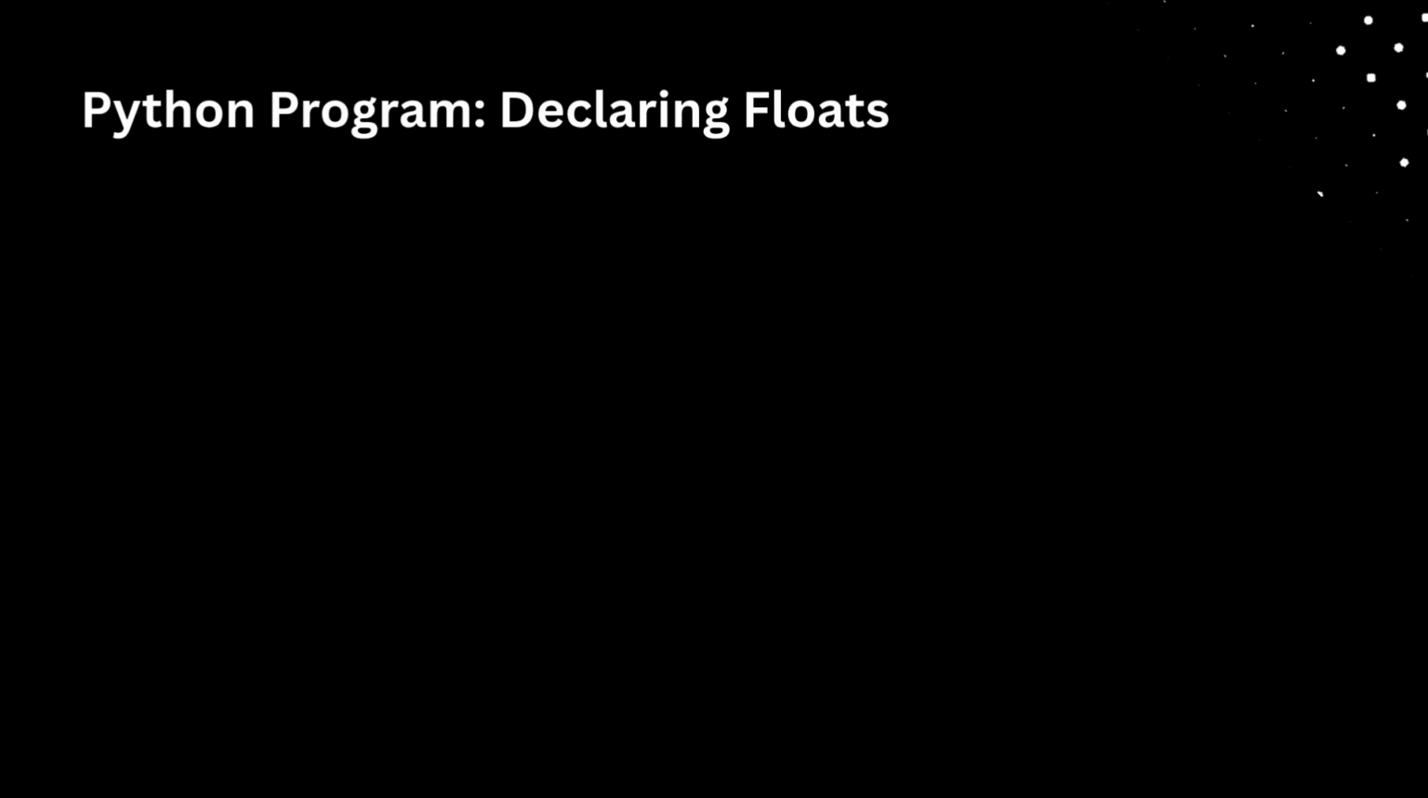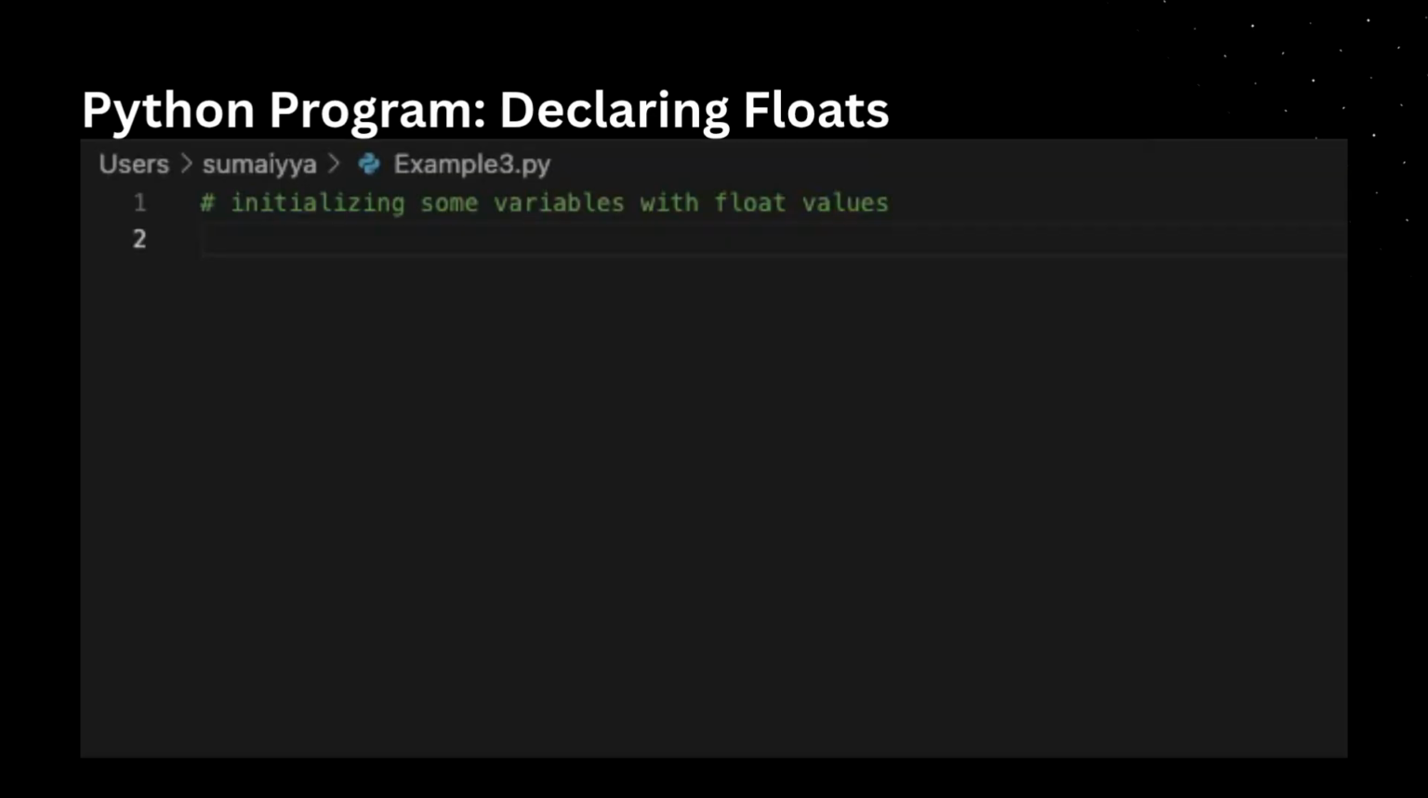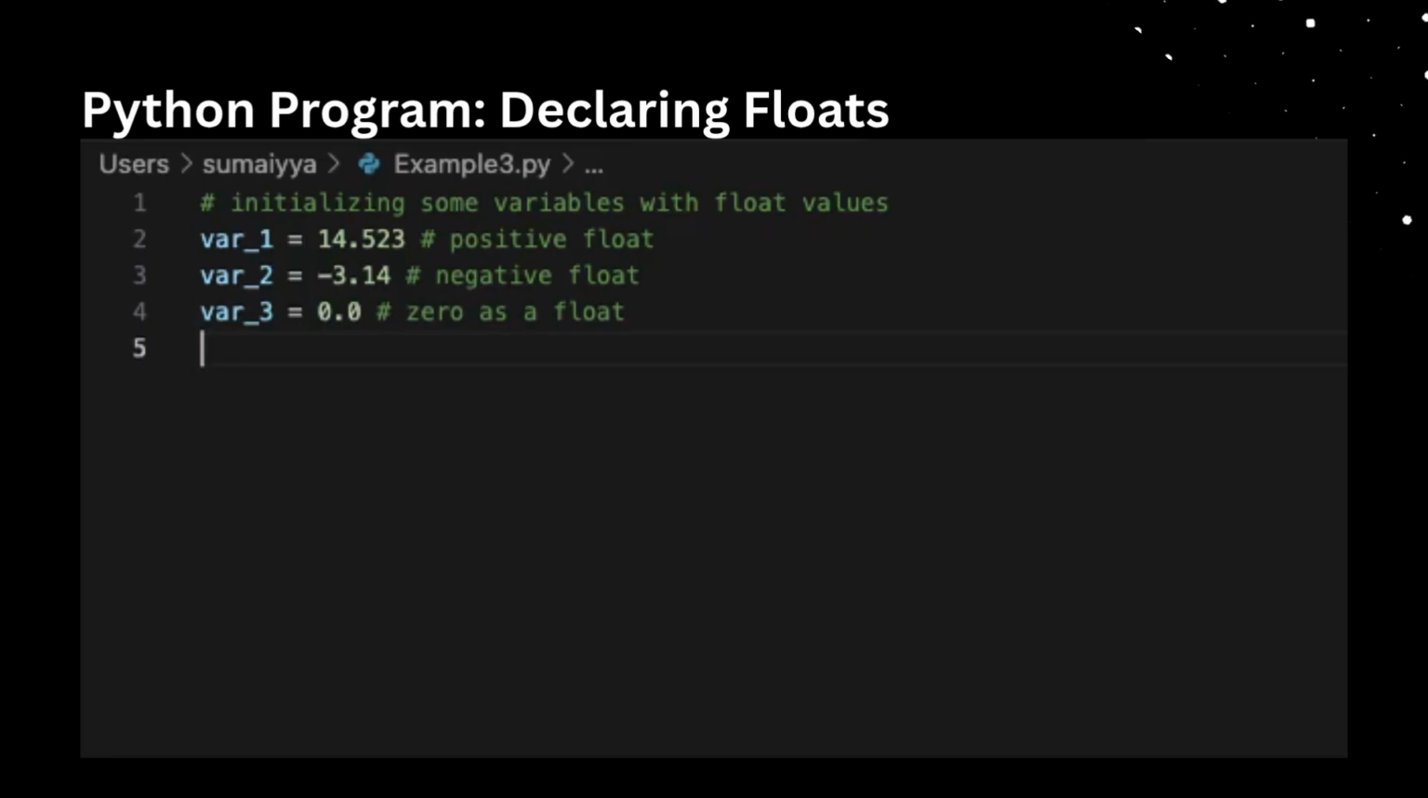Let's look at an example to see how to declare floating point numbers in Python. A float is simply a number that has a decimal point or is written in scientific notation. For example, I can write 14.523 as a float or minus 3.14 as a negative float. Even 0 can be represented as a float by writing it as 0.0.